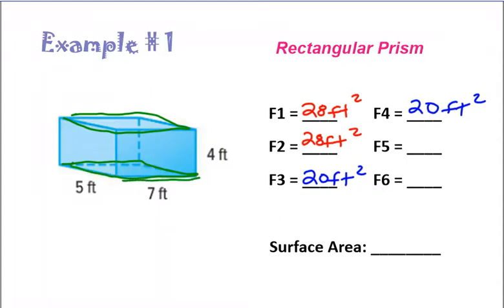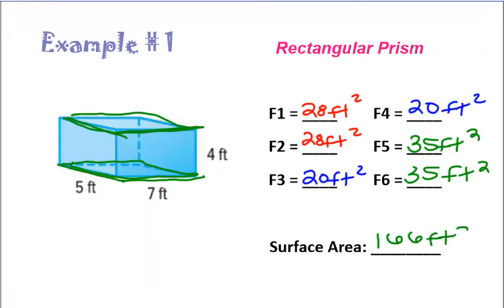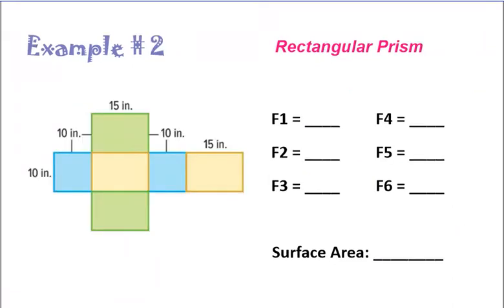So this is 7 and the height of it is 5. So 7 times 5 is 35 feet squared. And its mirror is on the top right up here. This is 7 and this is 5. Now that I have all of the faces, all I need to do is take my calculator and add them up. So 28 plus 28 plus 20 plus 20 plus 35 plus 35. And that's going to give me 166 feet squared.